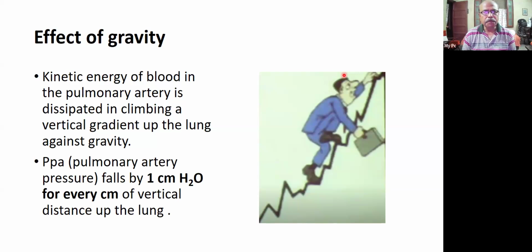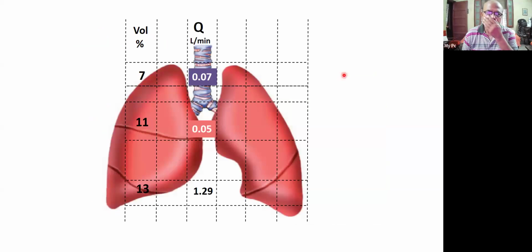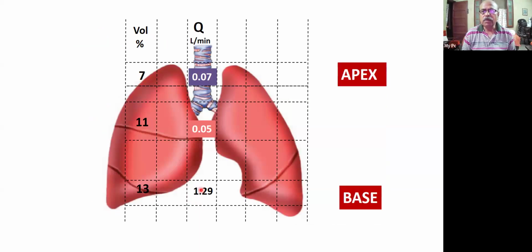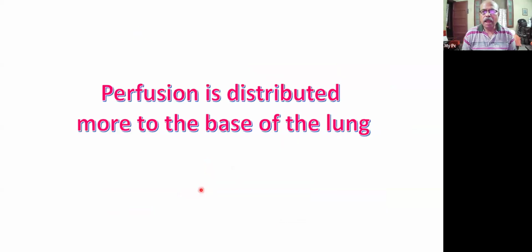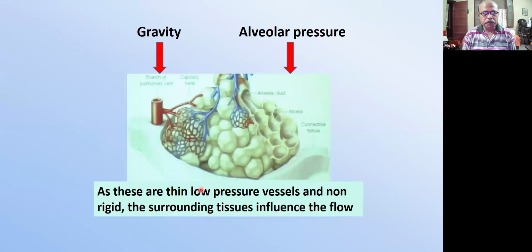That is the basic thing. Now, if you look at this picture, you see that in the apical region, the perfusion is about 0.7, while towards the base, it is about 1.29. So if this is the apex and this is the base, you have a 10-fold increase of perfusion as we move down from apex towards the base of the heart. The perfusion is distributed more to the base because of the influence of gravity.